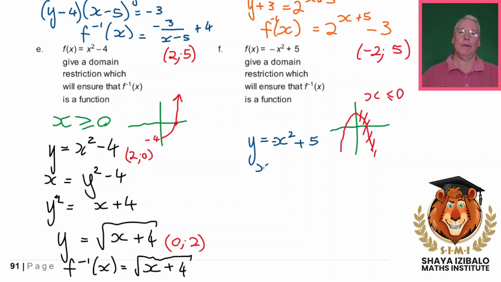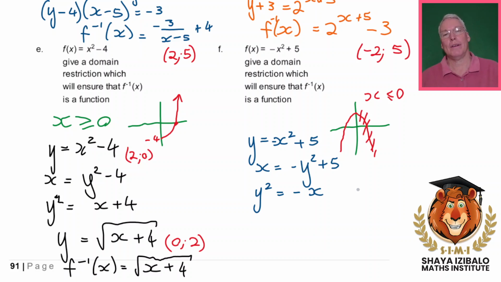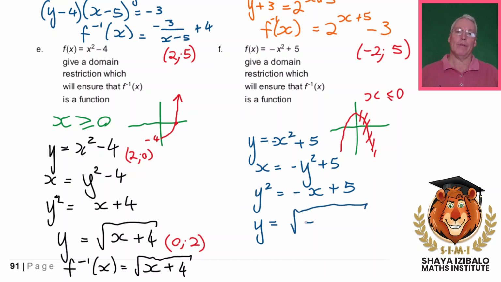We're going to swap x and y around. We are going to solve for y, so we're going to get y squared is negative x plus 5. If we add y squared to both sides and subtract x from both sides, we're going to get y equals. Now, when we square root, we're going to have either the positive or the negative.